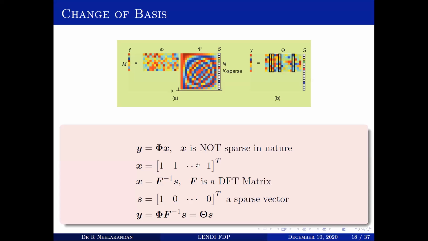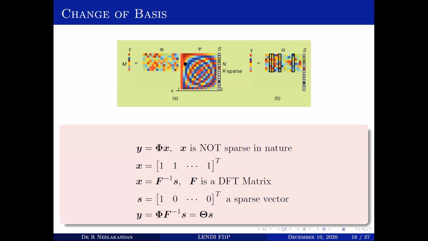Think of taking a DFT of it. What will happen? The DFT of a DC signal is 1 followed by all zeros, isn't it? So if you take a DFT of it, then that will become sparse. So that is why X can be thought of as an inverse DFT of another signal which is 1000. That is what I am saying. Even though the underlying vector is not sparse, by properly choosing a linear transformation, you can make the vector sparse.